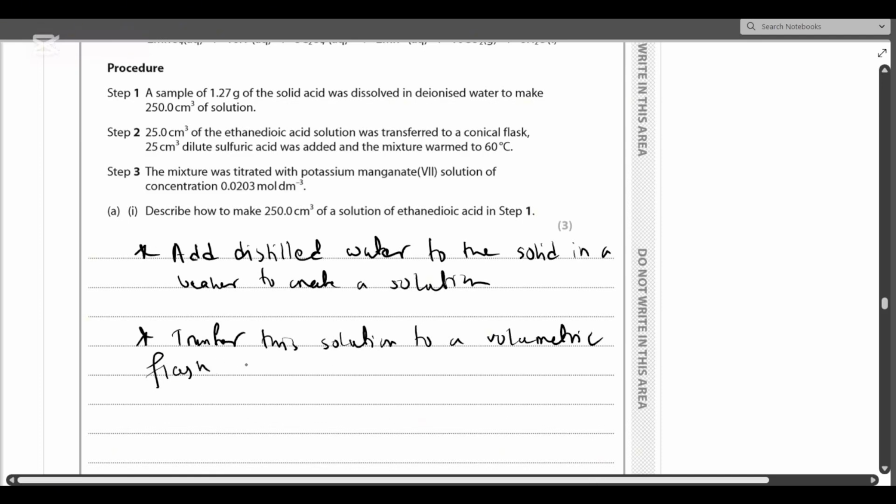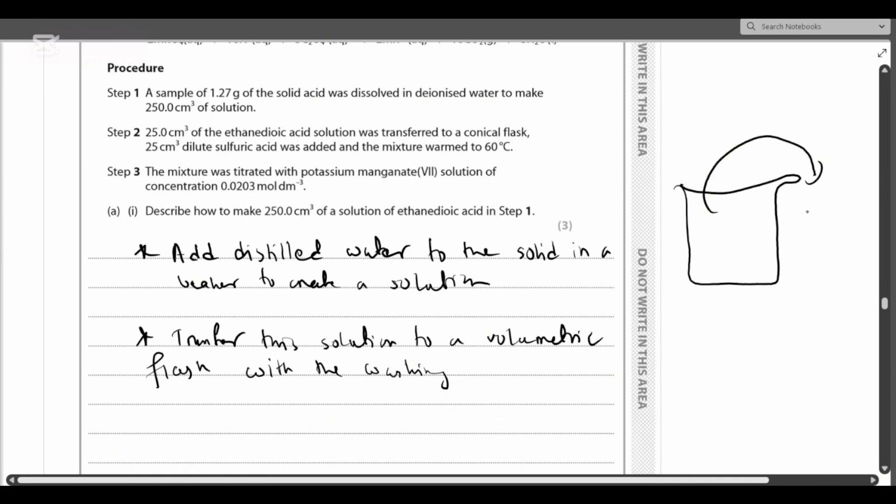flask with the washings. What do we mean by washings? When the solution is transferred from the beaker to a volumetric flask, some of the solution droplets tend to stay in the interior body of the beaker. So we have to take these out as washings and transfer them into the volumetric flask as well, so that we get a more accurate value when we measure the volume in the volumetric flask.